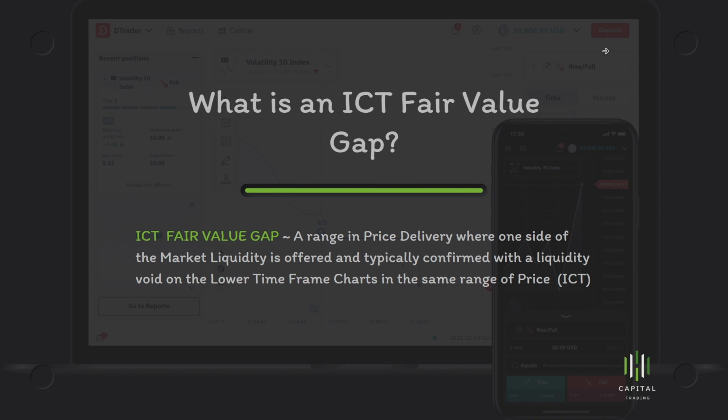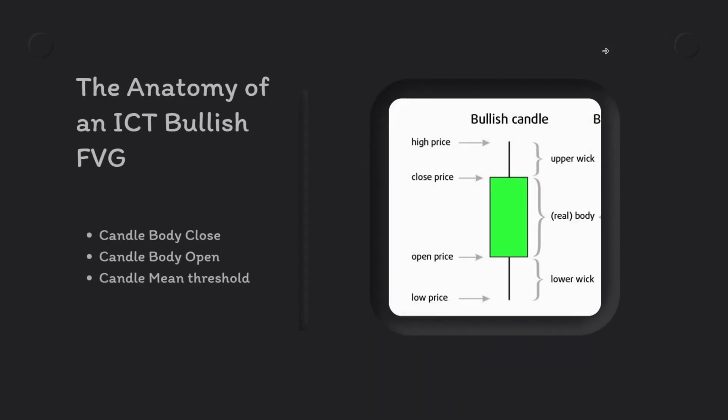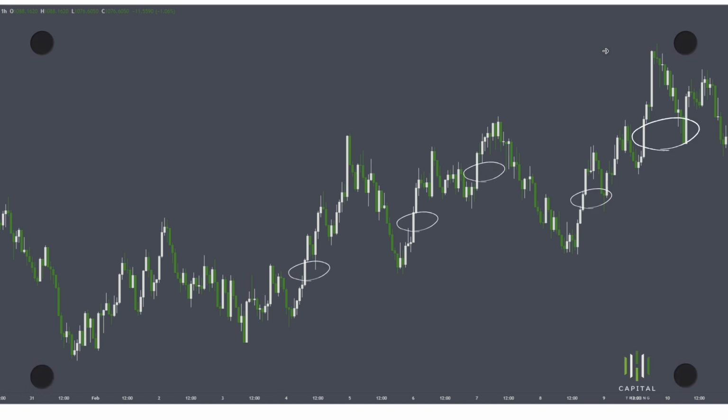Now let's look at the anatomy of the bullish fair value gap. When it comes to a fair value gap, we only have 3 points of interest or sensitive levels. We look at the body close, the body open, and the mean threshold of the candle of that fair value gap. It's the same thing for the bearish conditions. Now let's identify fair value gaps in a chart.